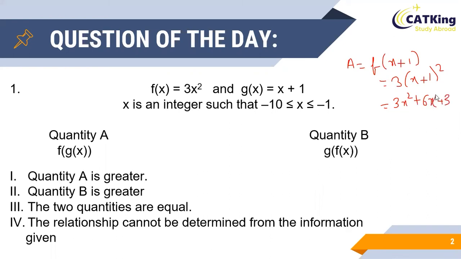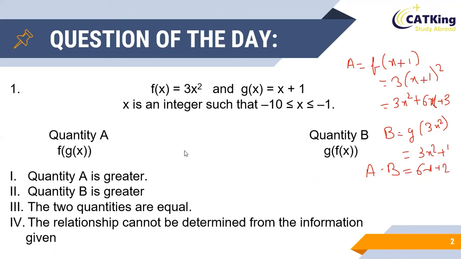Now, quantity B is given to us as g of f(x). So, this can be rewritten as g of 3x square. This will give us a value of 3x square plus 1. Now, let us subtract B from A. Then A minus B will be equal to 6x plus 2.